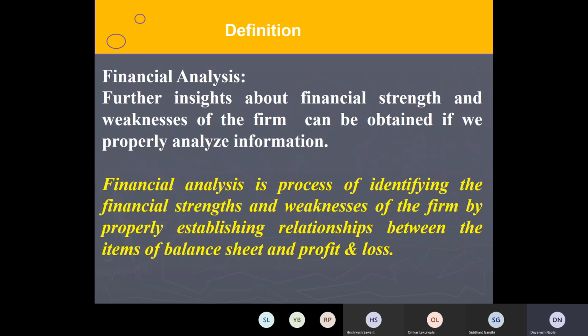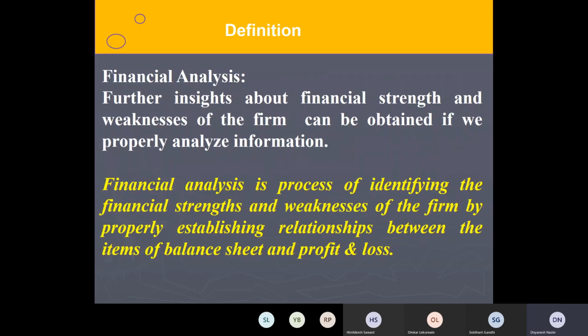Fine. So now financial analysis, as it is defined and put up on the slide, is the process of identifying the financial strength and the weaknesses of the firm by properly establishing relationship between the items of balance sheet and profit and loss. Okay, so financial analysis is what we do to ascertain or identify the strengths and the weaknesses. If there are strengths, you can make use of them for the proper thing. If there are weaknesses, we can address them. Okay, and we can take the proper decisions.